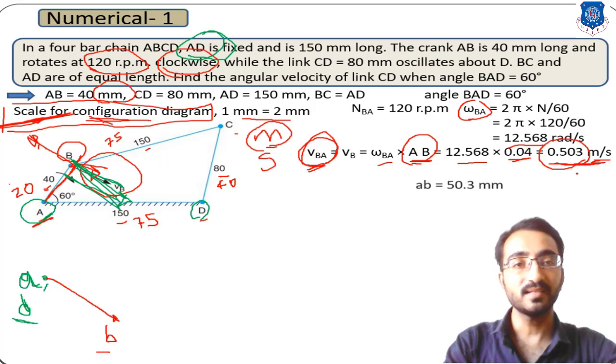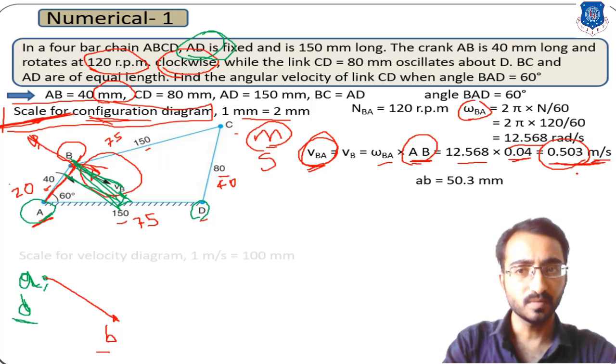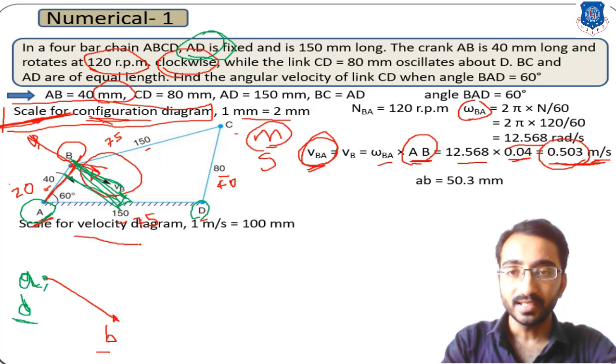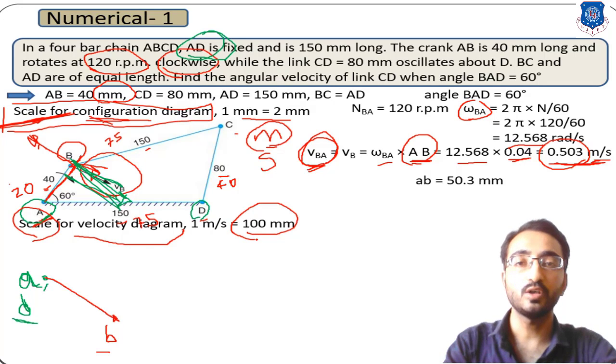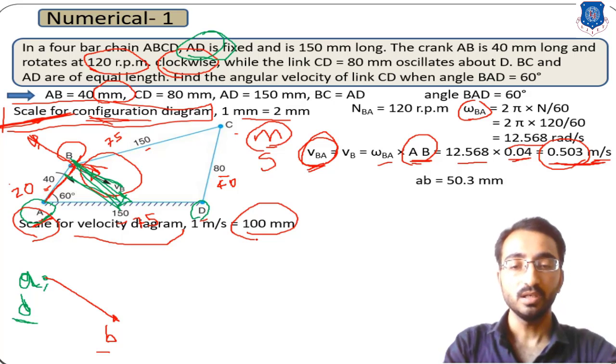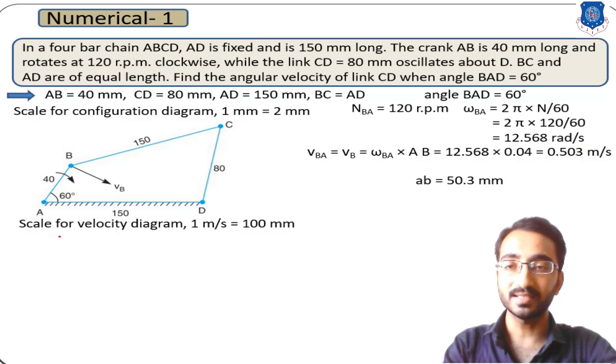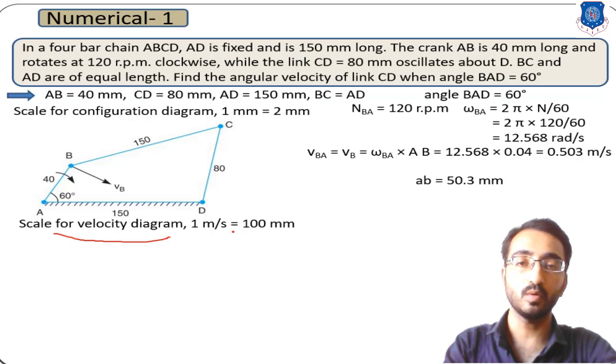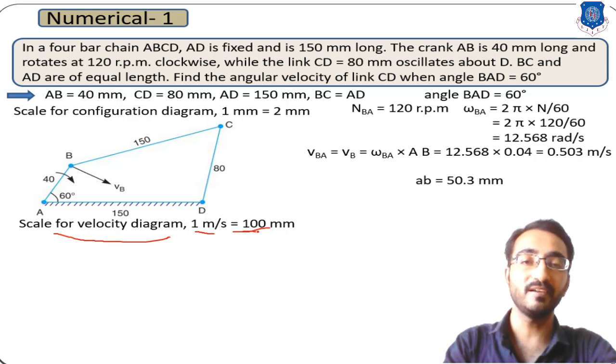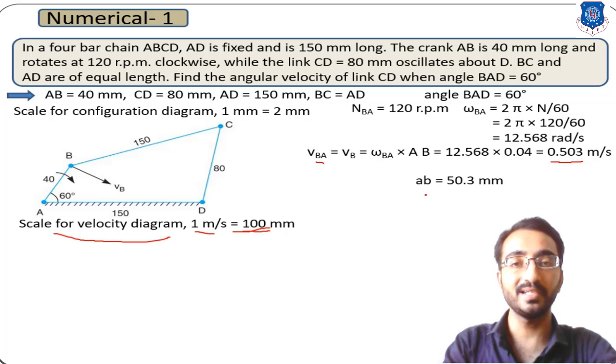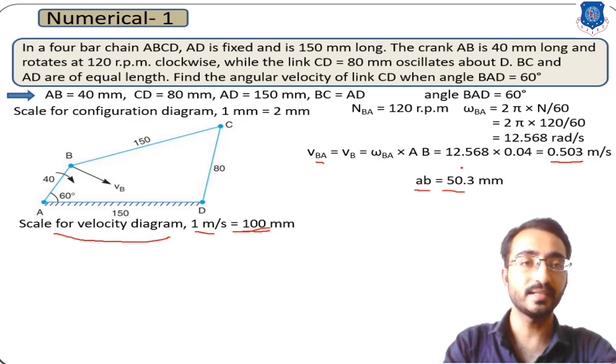So over here let's assume that for this mechanism the scale for the velocity diagram is 1 meter per second equal to 100 mm. Okay, so let's consider it once again. The scale of this velocity diagram is such that 1 meter per second velocity can be represented by 100 mm. So over here the velocity of B, that is 0.503 meter per second, we can represent with the length AB equal to 50, because how will you get this value?